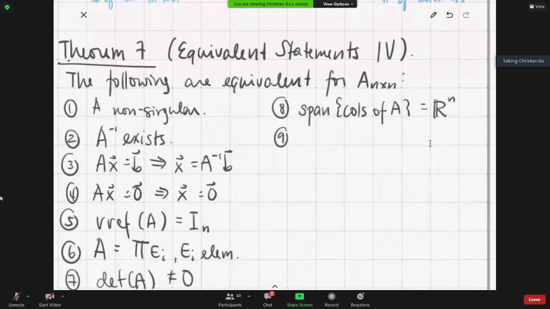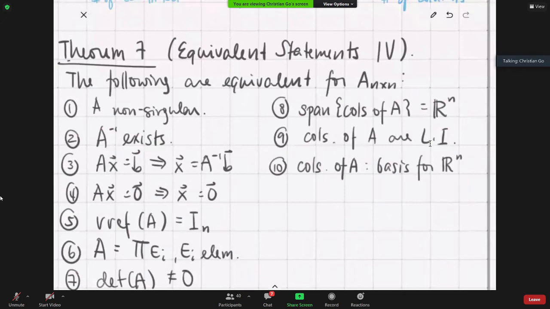Next, we also said that the columns of A have to be linearly independent because they only have the trivial solution from statement four. If I have a set that spans and at the same time is linearly independent, the columns of A form a basis for Rn.